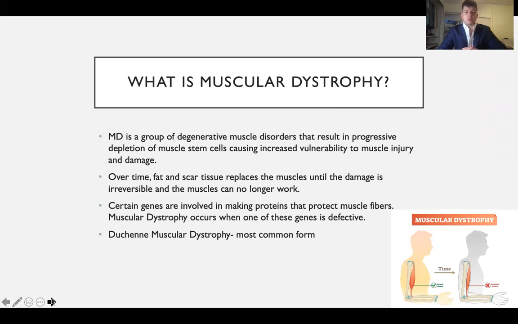The most common form is Duchenne muscular dystrophy. And at the bottom right corner, you see this image. It has a picture of the bicep, and then over time, it's deteriorating basically.